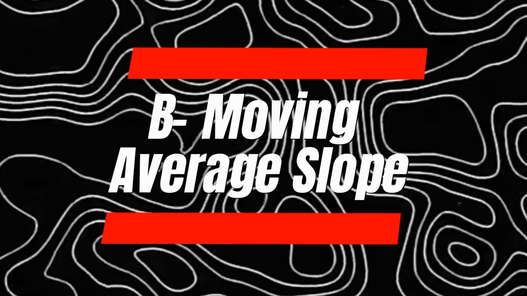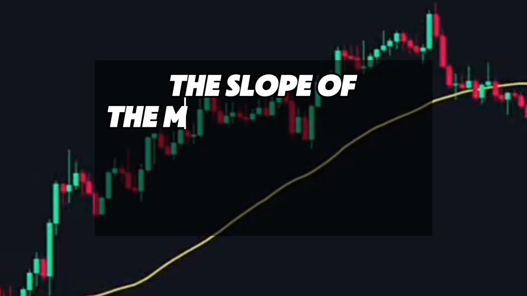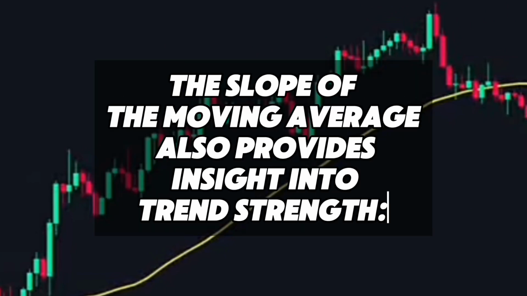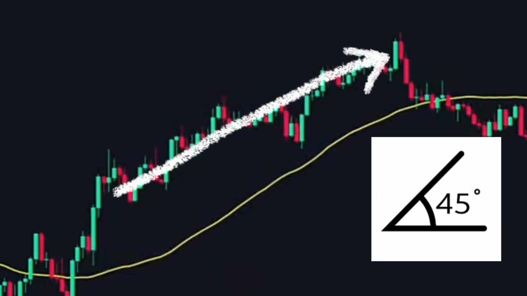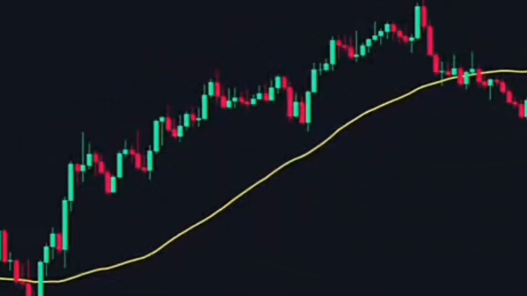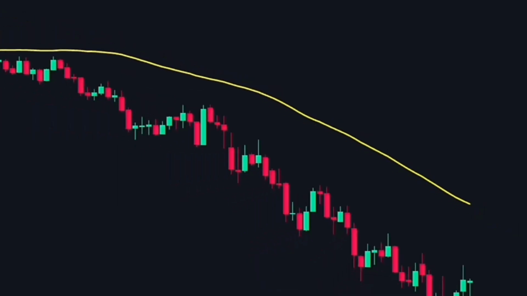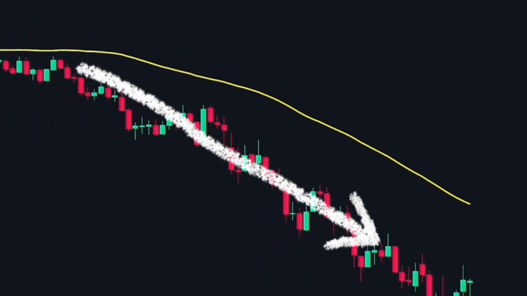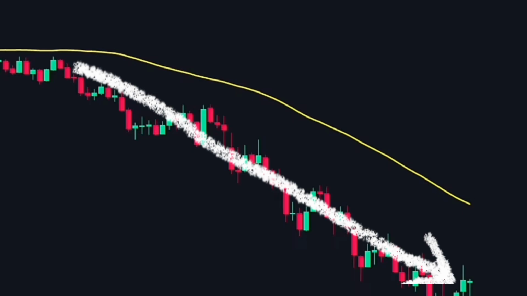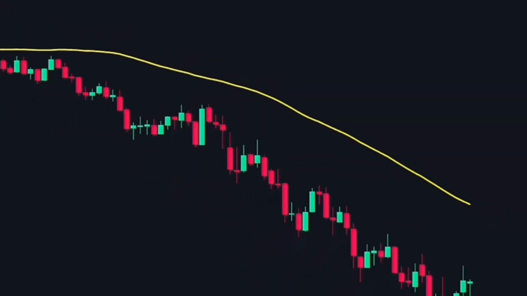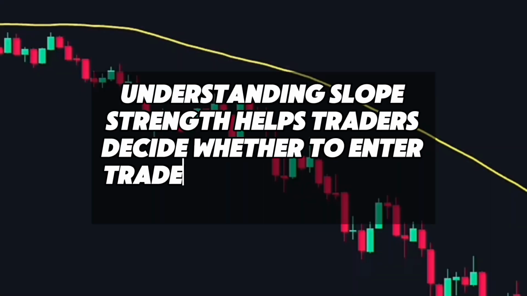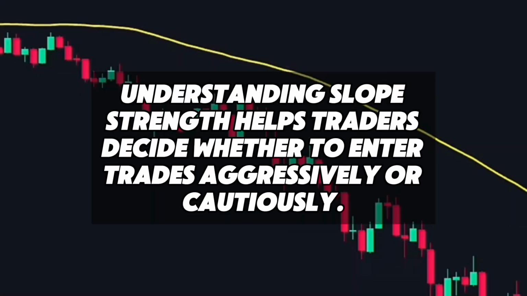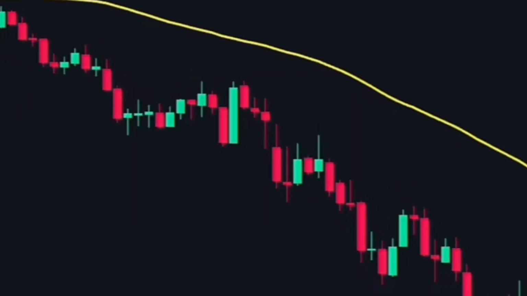Moving average slope. The slope of the moving average also provides insight into trend strength. A steep upward slope, approximately 45-degree angle, signals a strong uptrend. A gentle upward slope suggests a weak uptrend. A steep downward slope, approximately 45-degree angle, indicates a strong downtrend. A gentle downward slope suggests a weak downtrend. Understanding slope strength helps traders decide whether to enter trades aggressively or cautiously.